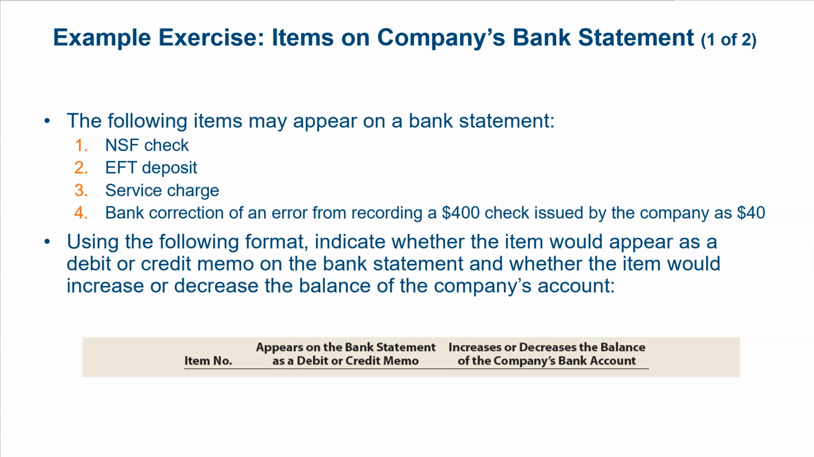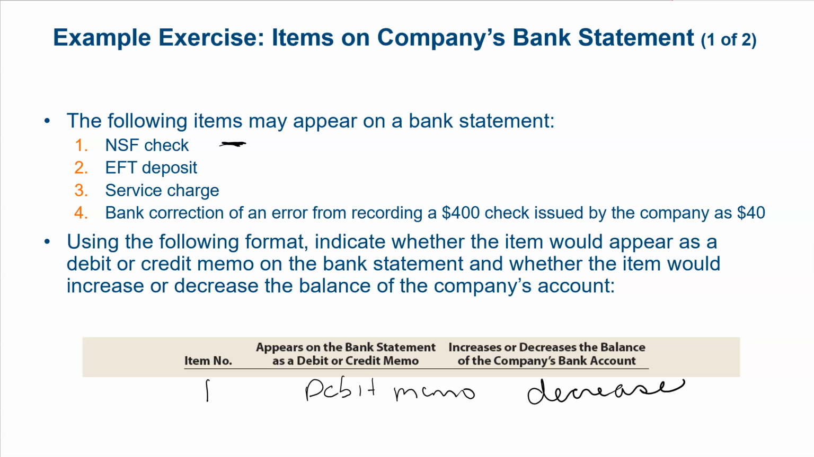All right, let's practice this for just a bit. The following items may appear on a bank statement. Number 1, non-sufficient funds. So where would we find that? So non-sufficient funds would be a subtraction. They would take it back away from us, and it would be, therefore, on the bank statement as a debit memo. So number 1, debit memo. And it would decrease our account.